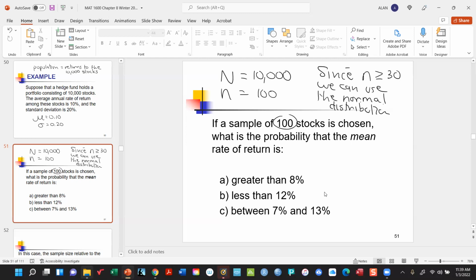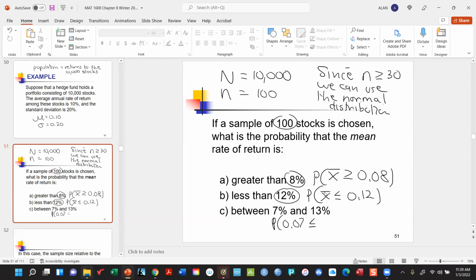So we've got three calculations to do. We want to know the probability that the mean of the sample, which is X bar, is at least 8%, which, as we've seen before, I'm going to convert these percentages into decimals. I just find that it's easier that way. So for part B, we're trying to figure out the probability that the sample mean in these 100 stocks is less than or equal to 12%. And then finally, we want to know the probability that the mean is between 7 and 13%.